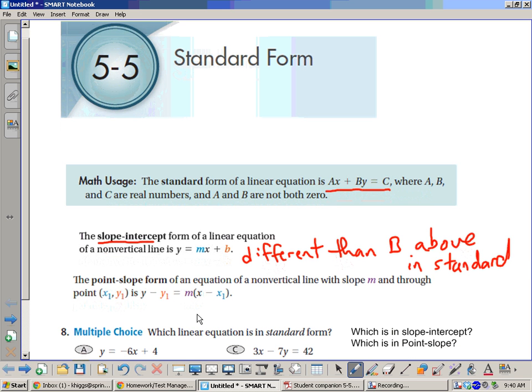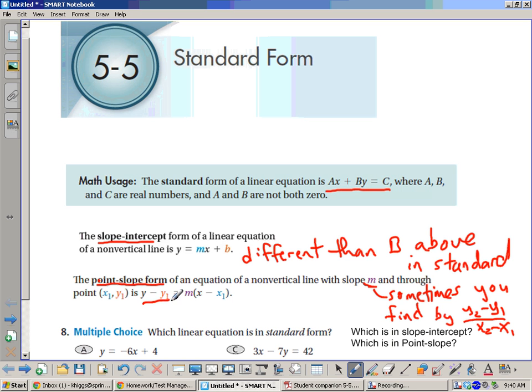The other form that you should be familiar with is point slope form. It's the one that we most recently have worked with. And that's where you have a slope. Sometimes you have to find it by doing y2 minus y1 over x2 minus x1. So it just depends on whether it's given or not. And then the point x1, y1 is substituted in, and here is the form, point-slope form.